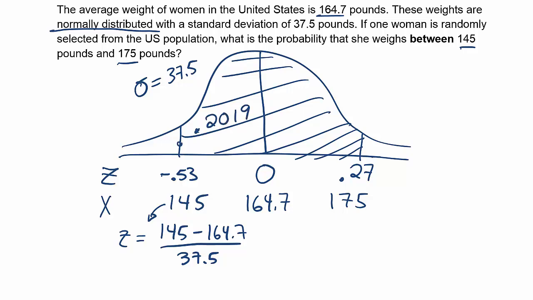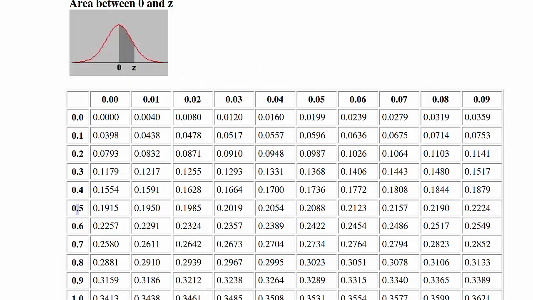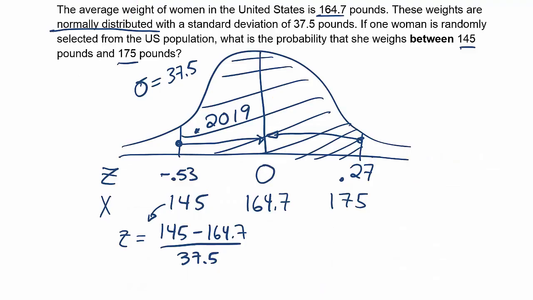So 0.2019, but that's only the area, remember, from here to the center. That's all we get when we look up a z-score, from the z-score to the center of the curve. If I look up 0.27, I'll get the area from here to here. Let's see what that gives us. So again, 0.27, here's the 0.2, right? And then if I go over to where 7 is located, I'll get the answer 0.1064, or 10.64%.